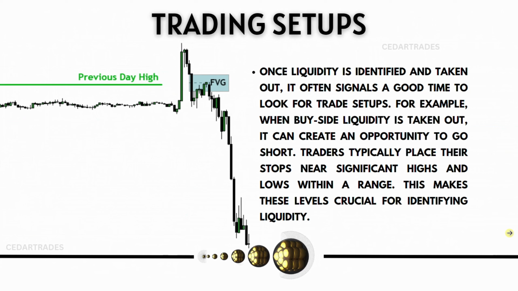And like you see here, we actually have our fair value gap. There is an order block as well right here. The candle that broke above that previous daily high was an order block. I just didn't want to mess up the whole presentation when I was making this, but there is an order block right there. So traders typically place their stops near significant highs and lows within a range, and this makes these levels crucial for identifying liquidity.